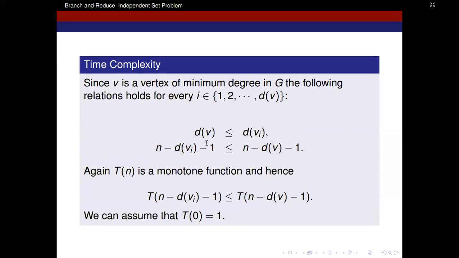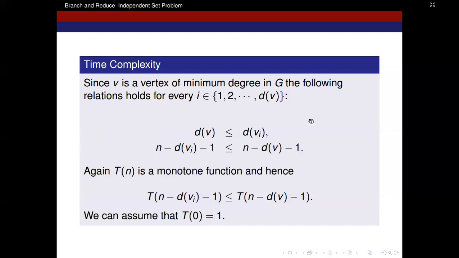Now consider that since V is a vertex of minimum degree in G, the following relation holds, because dV is less than or equal to dVi. It is clear because dV is the minimum degree, and n minus dVi minus 1 is less than or equal to n minus dV minus 1. So this is the smallest one. If you negate these things, then it will be larger than this one for every vertex Vi in this set. Is it clear?